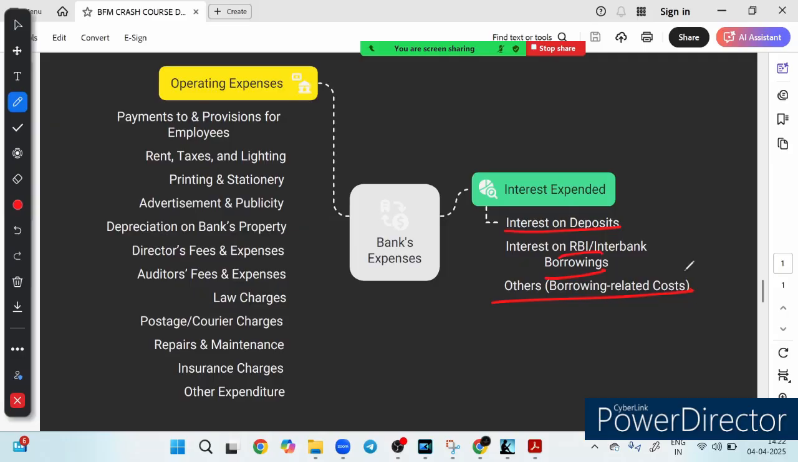But besides that, before a bank can make money from loans, they first need to pay for the money they borrow, right? Like payment to employees, right? So salaries, bonuses, benefits for bank staff, then rent, tax and lighting, right? Printing and stationery, advertisement and publicity. I hope this does not require any explanation. Yes, this point is depreciation on the bank property, which means just like a car loses value over time, bank property and assets also depreciate. Then the directors' and auditor's fees, law charges, repair and maintenance, insurance charges, other expenses. So basically, in short, banks spend a lot to operate efficiently and provide seamless service to the customer, right?